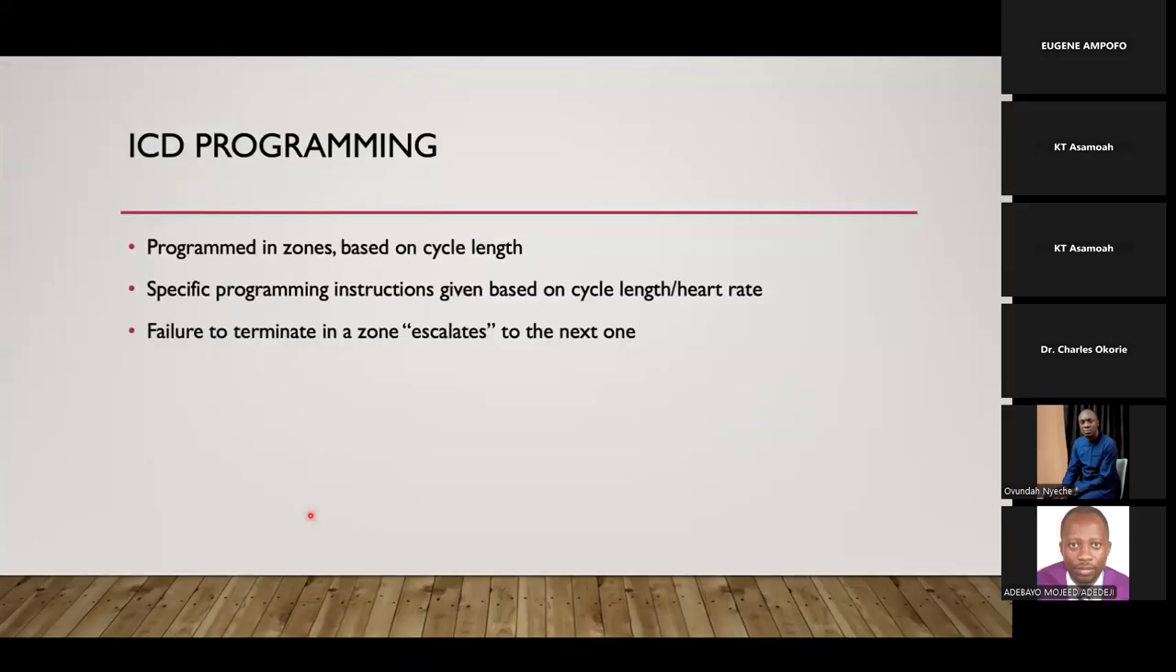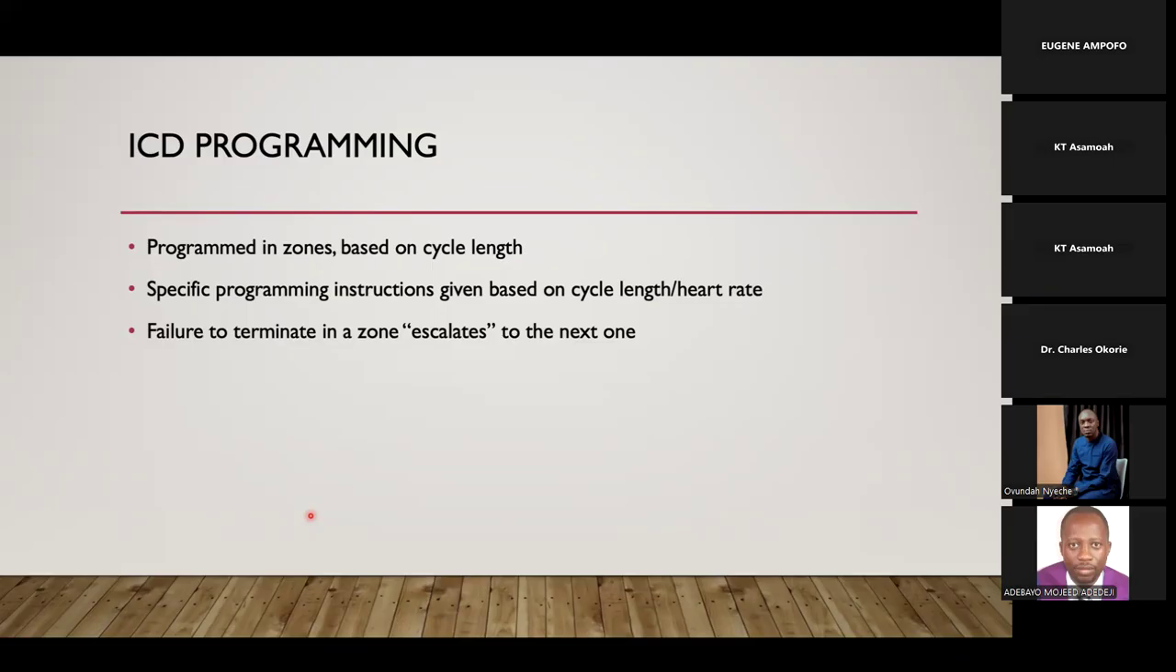So ICDs are programmed in zones, and this is based on the cycle length. Just like with pacemakers, when ICDs are being programmed, it's not programmed according to the heart rate in beats per minute, but it's based on the cycle length. To calculate the heart rate, it's 60,000 divided by the cycle length. So a cycle length of 1,000 is equal to a heart rate of 60 beats per minute.